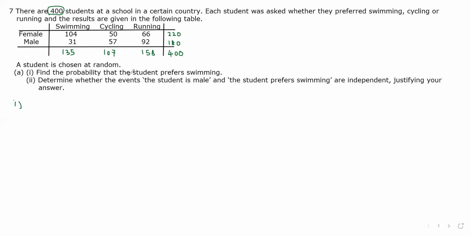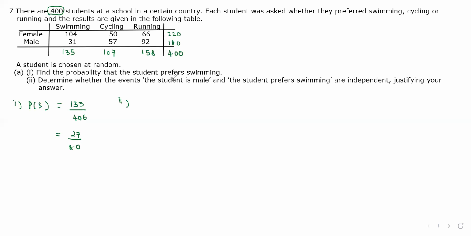Part 1, we need to find the probability that a student prefers swimming. In total, there are 135 students who prefer swimming. Then the probability that a student prefers swimming is 135 over 400. This translates to 27 over 80.